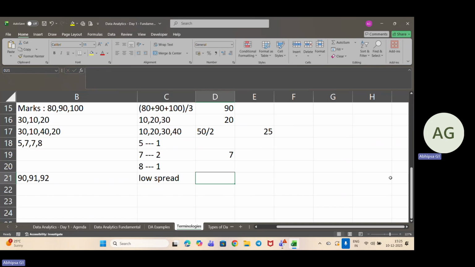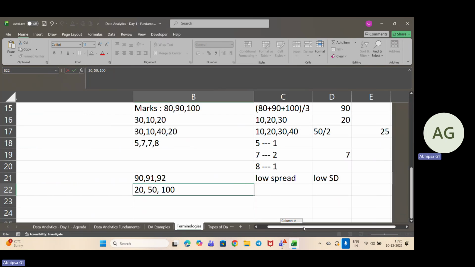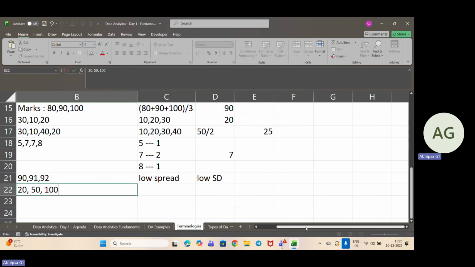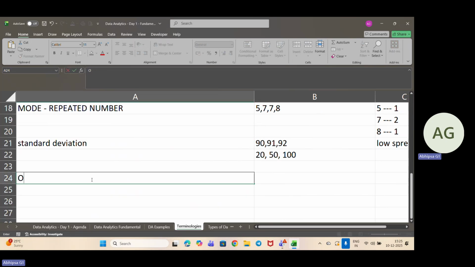So for this value we will be getting a low standard deviation. Now, if the values are more spread out, like 20, 50, 100, these are the variations I am getting in the numbers, so it will be showing a higher standard deviation. Okay, so this is all about standard deviation. Now coming down to outlier.